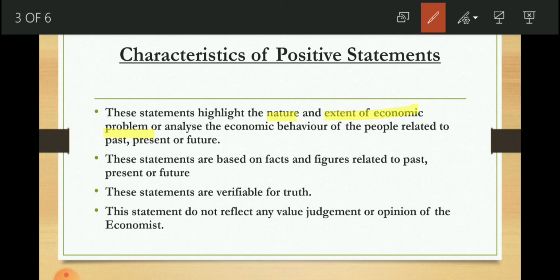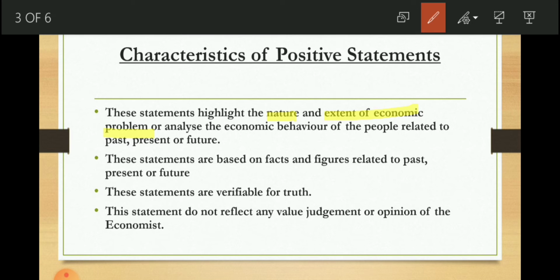They tell us the nature, in which category the economic problem lies, and to what extent, to what level. For example, in the first example we said 22% of the population. We are telling the extent, and we tell about the nature. The nature is what? Poverty. In both the terms we talk about poverty. So the nature of the term is poverty, and the extent we tell is 22%.